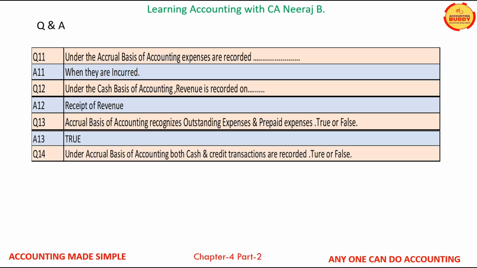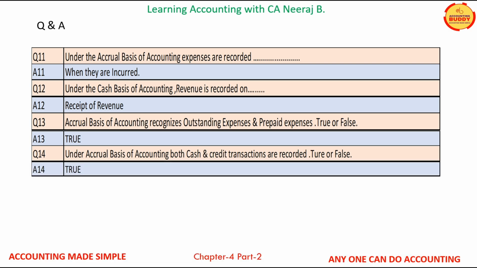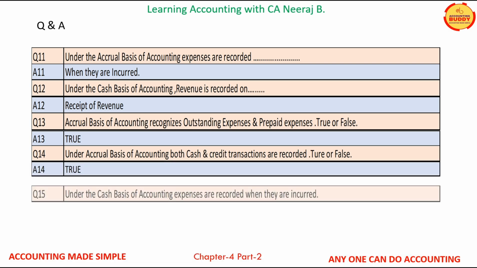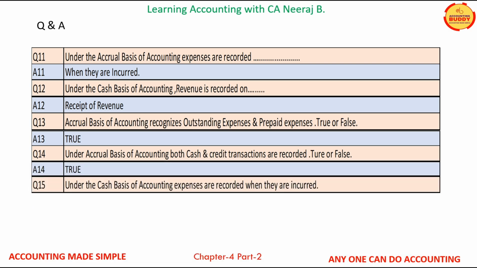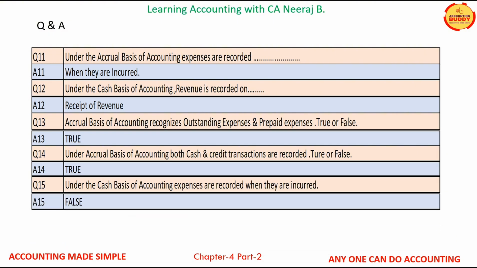Question number 14, under accrual basis of accounting, both cash and credit transactions are recorded. True or false? This is absolutely true statement. Question number 15, under the cash basis of accounting, expenses are recorded when they are incurred. This is a false statement.